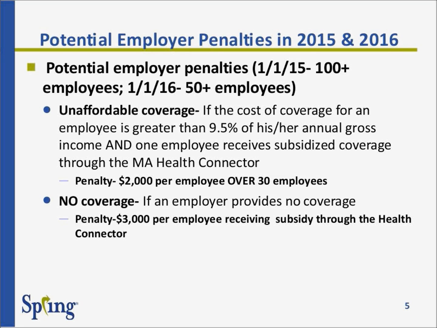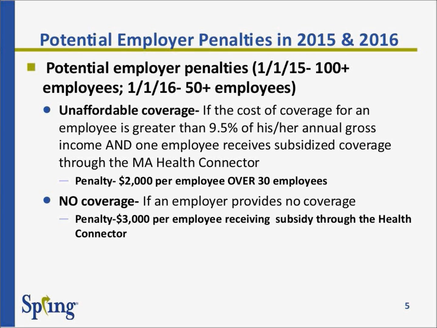These are just some penalties that we're seeing for 2015 and 16. I'm on slide 5. Potential employer penalty, $2,000 for 100 plus employees, and then 2016 for 50 plus employees. It's considered unaffordable coverage if the cost of coverage for an employee is greater than 9.5% of his or her annual gross income, and one employee receives subsidized coverage through the Mass Health Connector or through a connector. The penalty is $2,000 per employee over 30 employees. So keep this in mind for business owners.